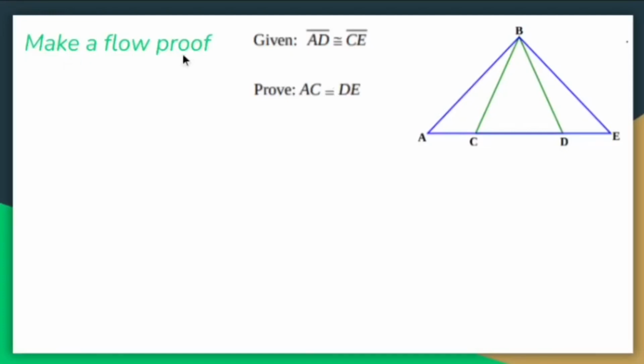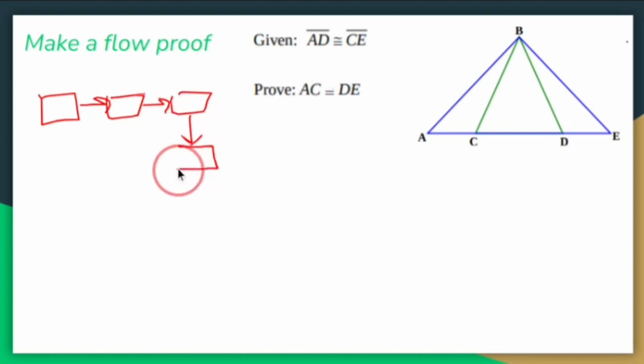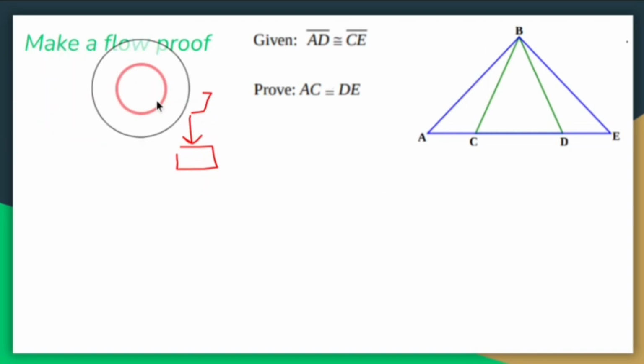Make a flow proof. What's a flow proof? Is it like a flow chart, you ask? Kind of. A flow chart is like, if I do this, then that happens, and if I do that, then this happens, and so on. That's a flow chart. A flow proof is kind of like the same thing, but with statements and reasons instead.